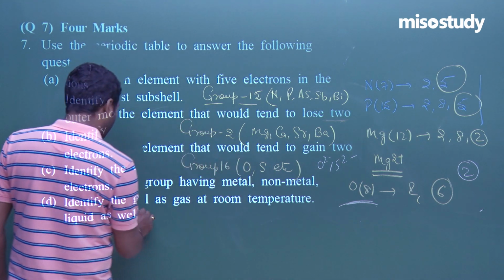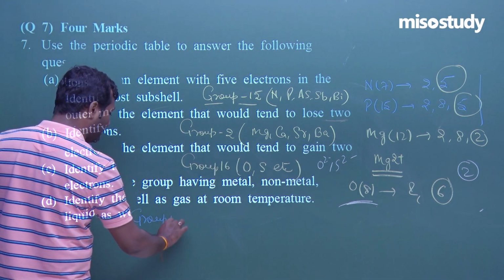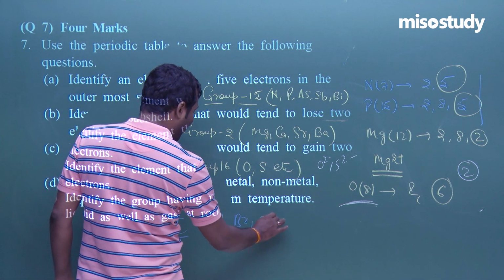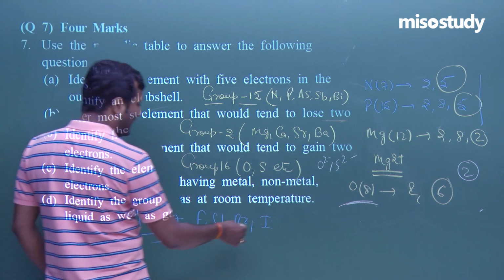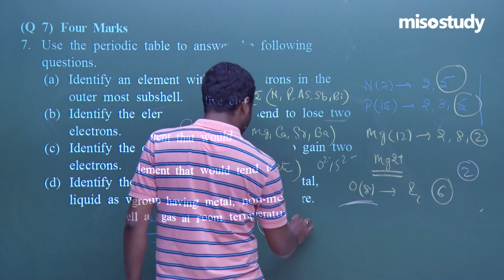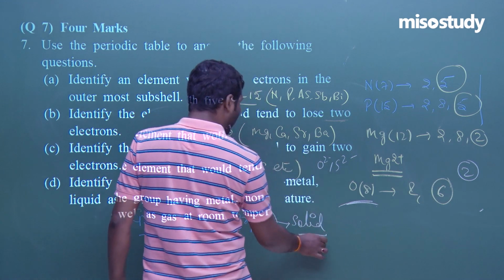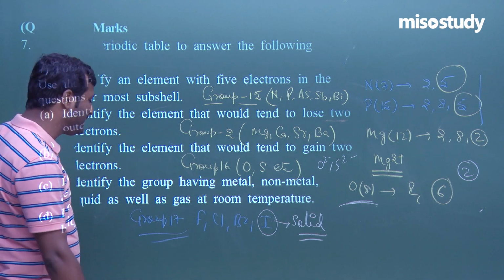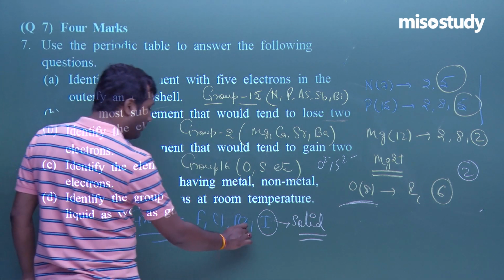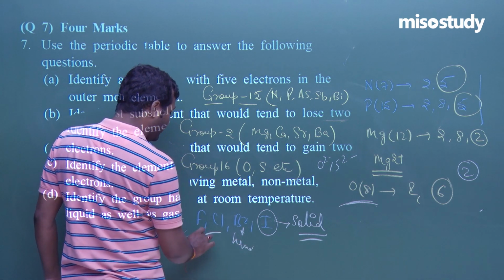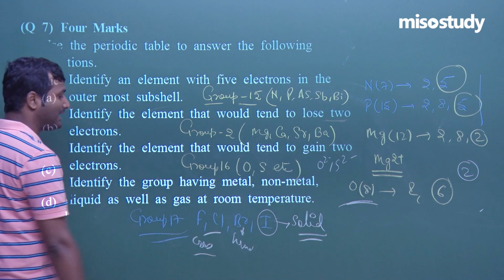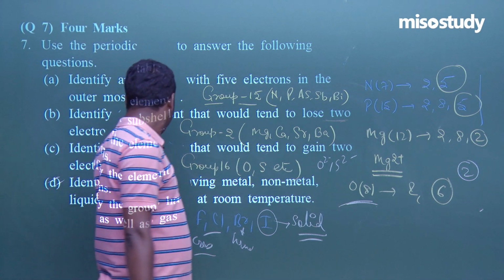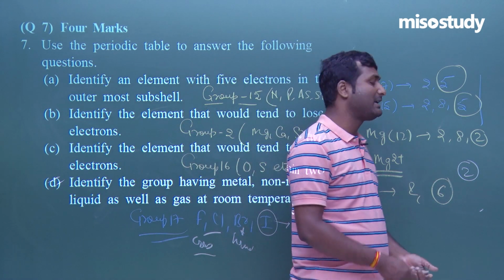As we know, if I talk about group 17 elements, in group 17 we have fluorine, chlorine, bromine, iodine. Iodine is solid in nature. It has a metallic property, because when we move down the group, the metallic nature increases and non-metallic nature decreases. Bromine is liquid in nature, fluorine and chlorine are gaseous in nature and are non-metals. Clear to you? So group 17 contains metal, non-metal, liquid as well as gas at room temperature.